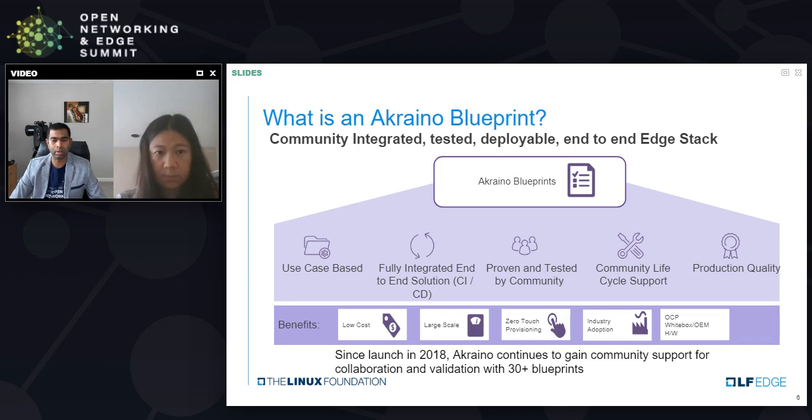And the other aspect is proven and tested by the community. This is very important because you can always have an integration, but if it is not fully tested and not fully proven, then it is very hard to deploy in production. So the community takes the code, integrates it, and takes a lot of upstream software, but also develops software within the community to bring things together. What we call glue code, that basically brings everything together.